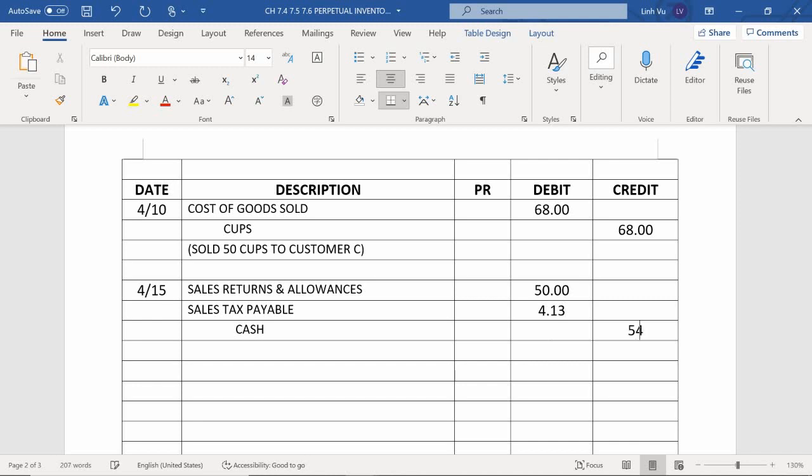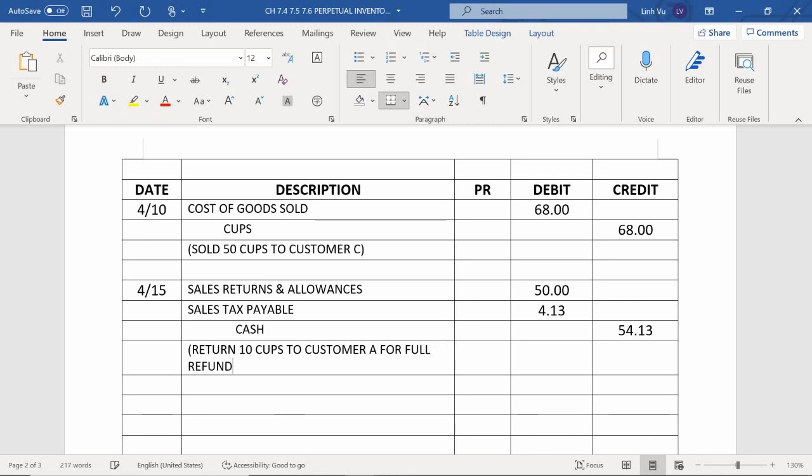$4.13. Okay. Giving a total of... I'm sorry. Excuse me, I'm so tired. The total cash to give back is $54.13. So we're going to return 10 cups to customer A for a full refund. Okay.